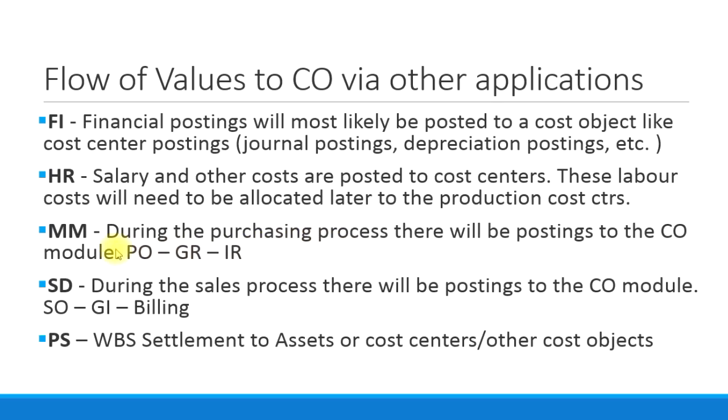So that's how, again, between the MM module and the CO module, within the purchasing process, we have purchase order, goods receipt, invoice receipt. Through that process, you will have values flowing to the CO module as well.